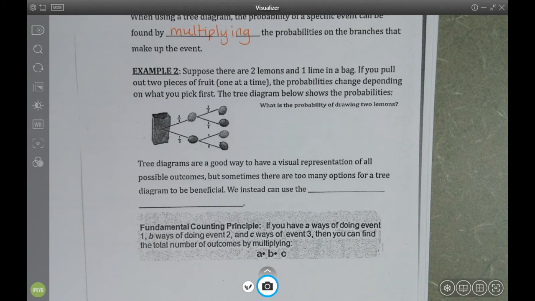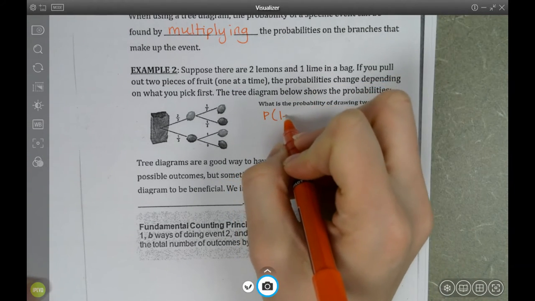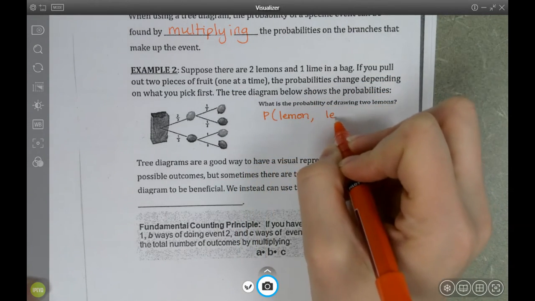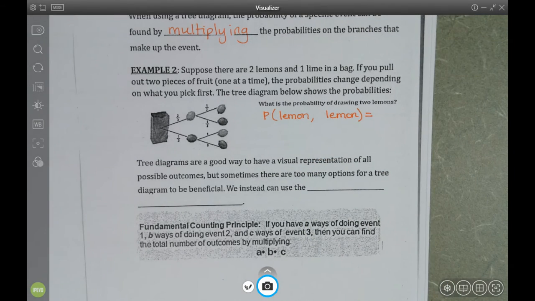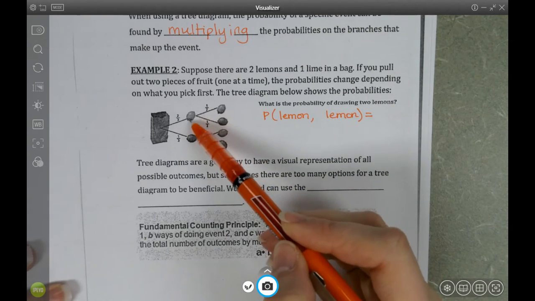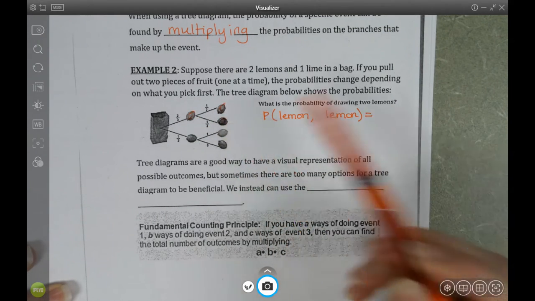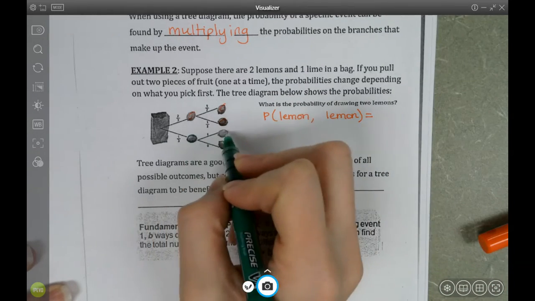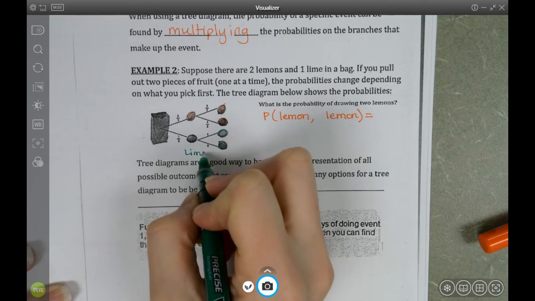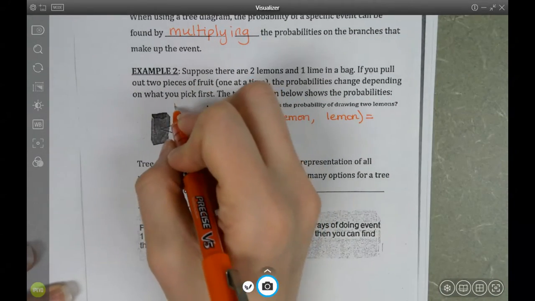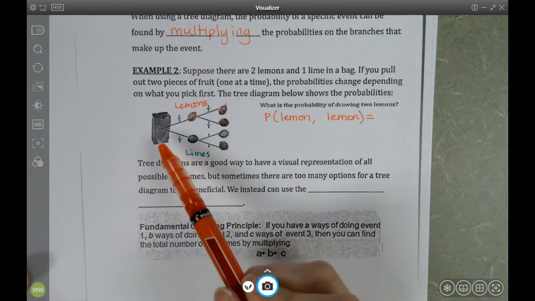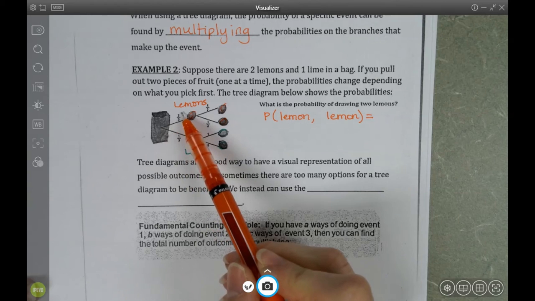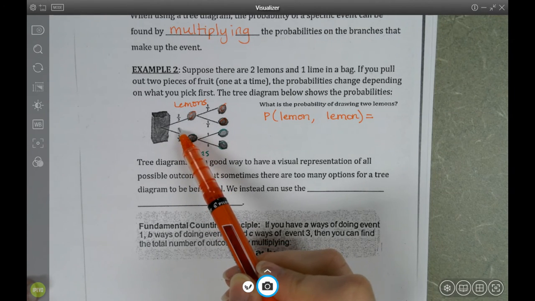Welcome back. So we want to know, what is the probability of drawing 2 lemons? So the probability that we first draw a lemon, and then again we draw another lemon. Okay, it's really hard to see, but these are the lemons up here, and these down here are the limes. Okay, so the probability that the first pick is a lemon right here is 2 out of 3, because there are 2 lemons and 1 lime.